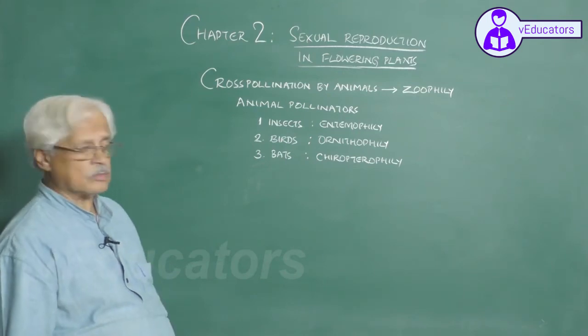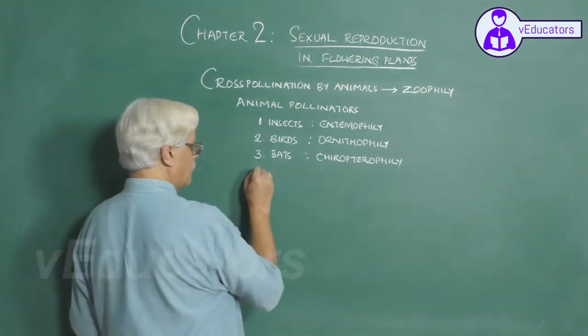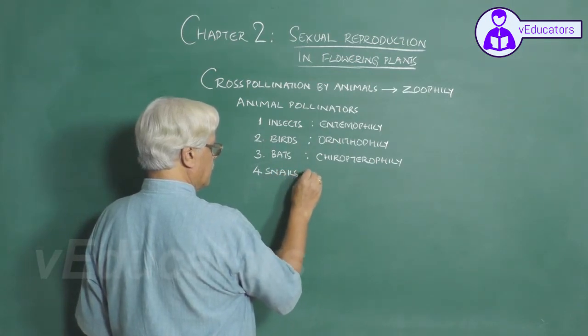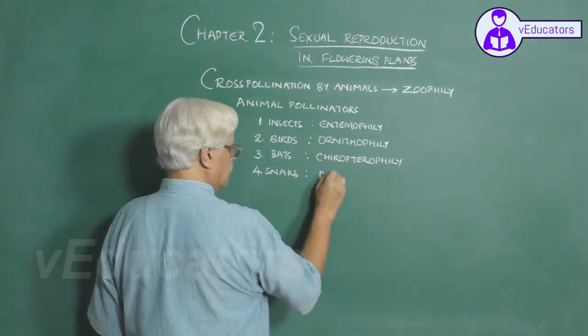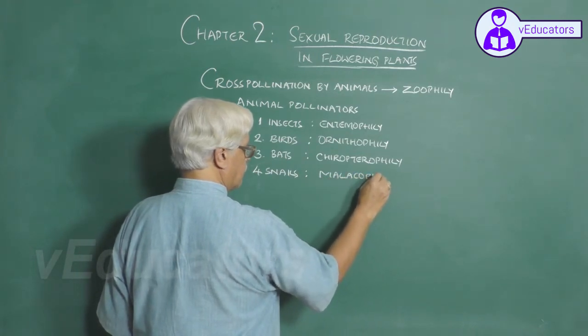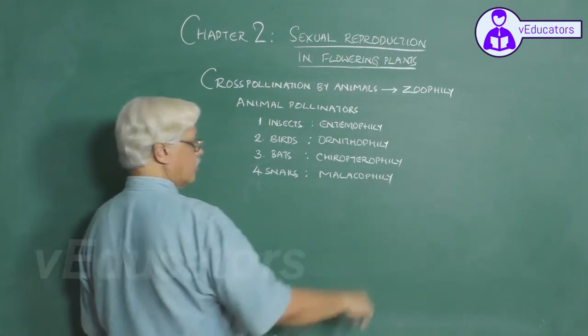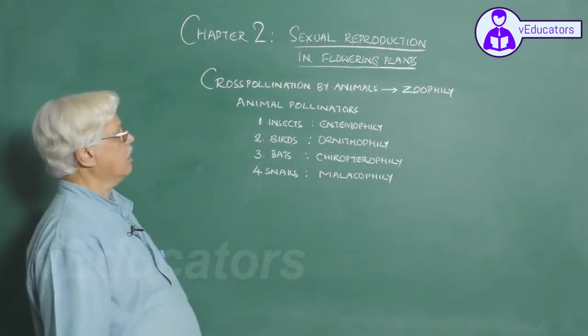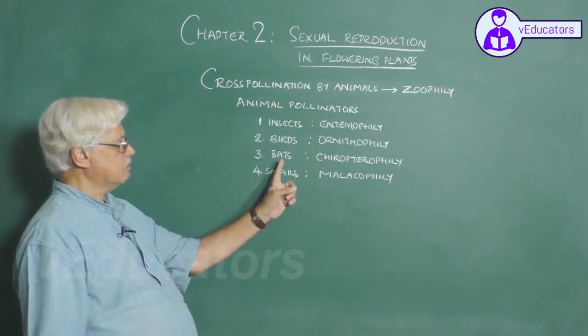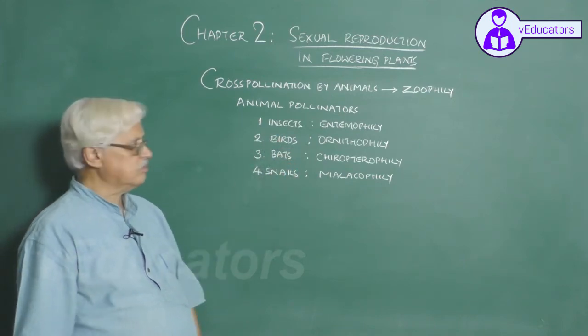Some mollusks, snails particularly, bring about cross pollination in some flowers. This is called malacophily. So the most familiar animal pollinators are insects, birds, bats and snails.